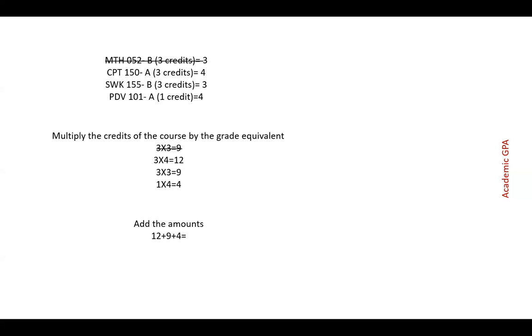So again, we're going to do the math. We're going to again multiply. Then we're going to add the amounts. This time, we're not adding the amount of the math class. This time, we get a total of 25. We're going to add the total credits, again, not counting the 3-credit math class. And we get a total of 7 credits. We're going to divide. And our academic GPA is a 3.57.